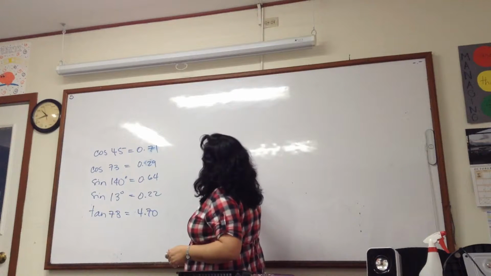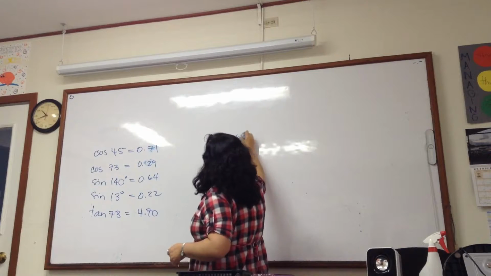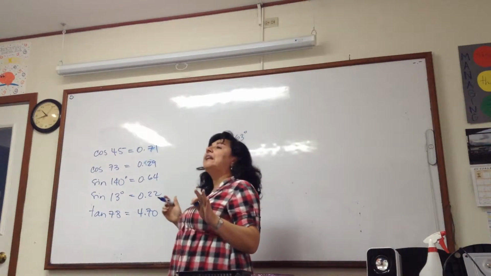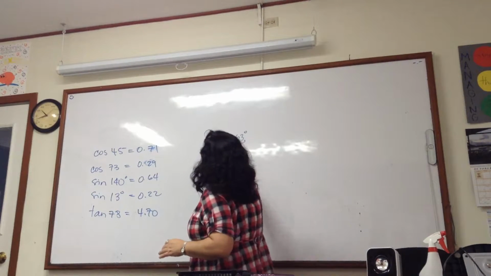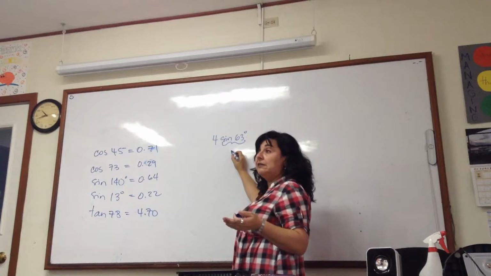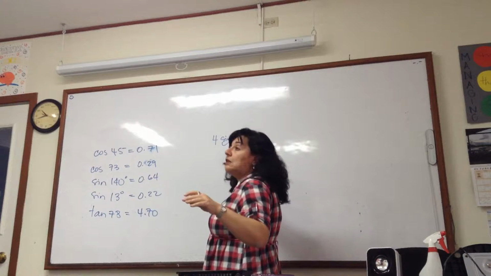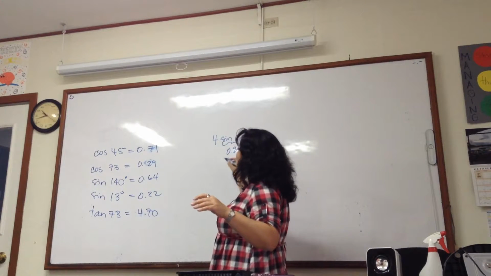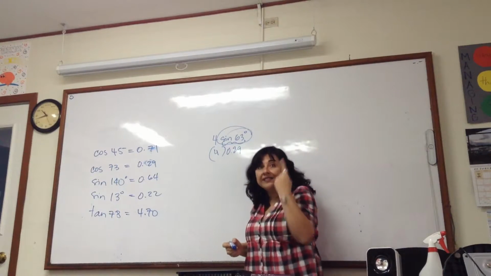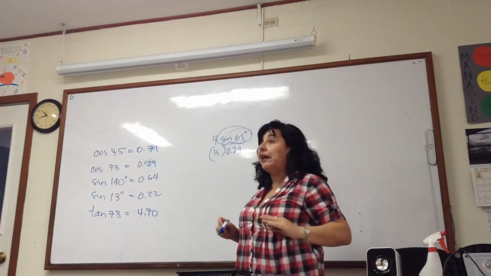What if I tell you to give me 4 sine of 63? What does that mean? Good question. Okay, sine of 63 is a number. How much is sine of 63? 0.89. And there's a 4. So this whole thing represents one single number. It represents the ratio between two sides of a right triangle, right?